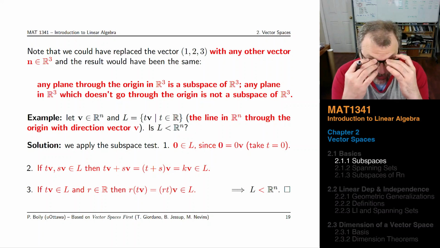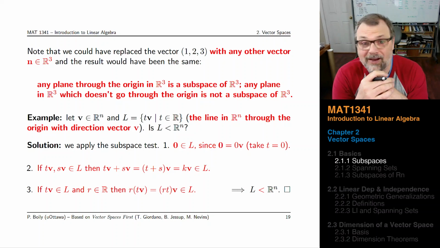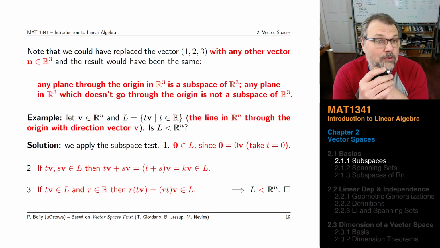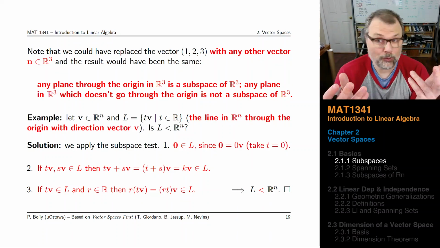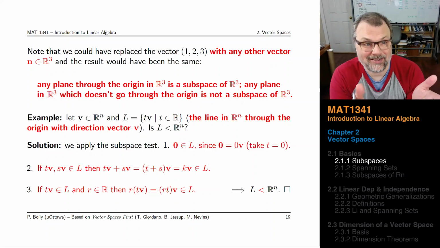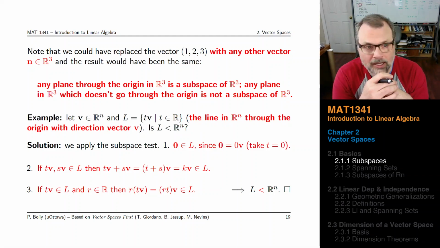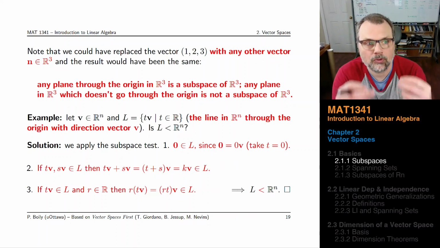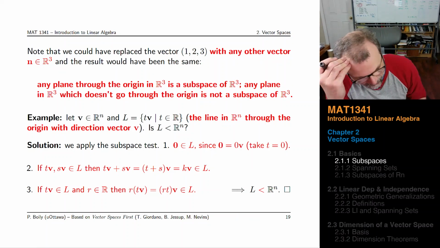Well, what can we say about lines? Planes through the origin are subspaces in R3. In fact, a plane, however you define that, that goes through the origin in Rn is a subspace. Any hyperplane that goes through the origin in Rn would be a subspace. That also applies to lines. So we'll show here that a line in Rn is a subspace of Rn, assuming that the line goes through the origin. So the example here is the set L.